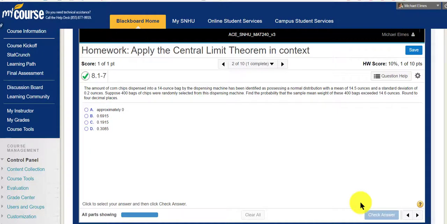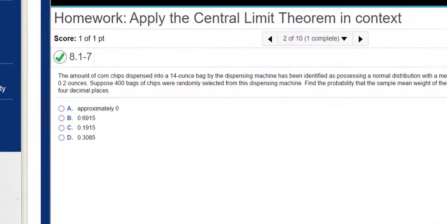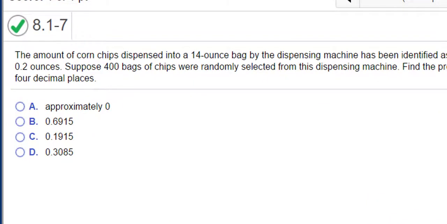Hello, class. I received a question concerning the central limit theorem. This appears in Unit 3, Learning Objective 5. So let's take a look at the question here.